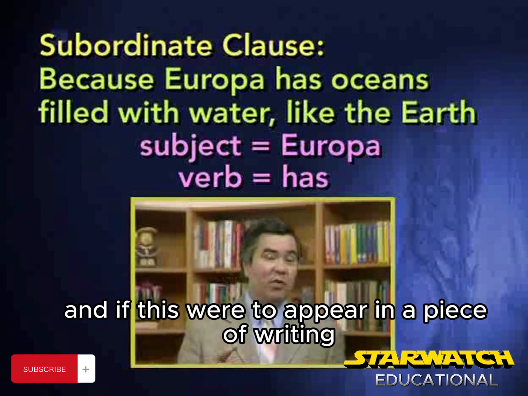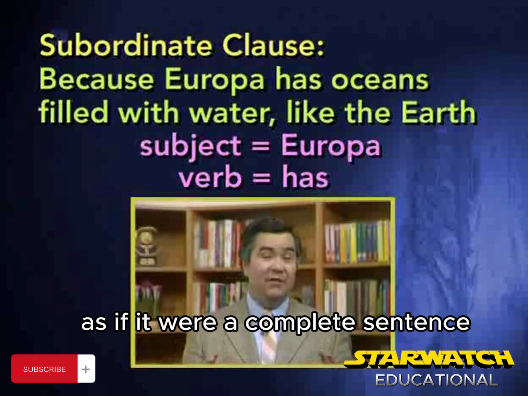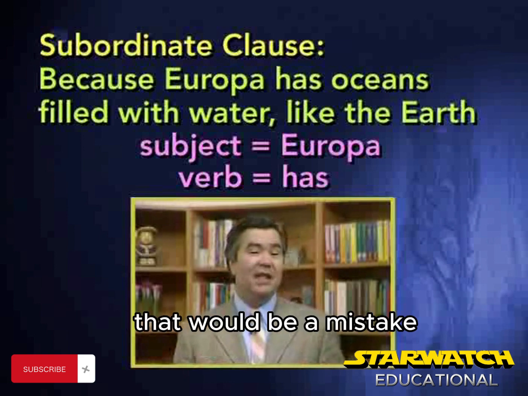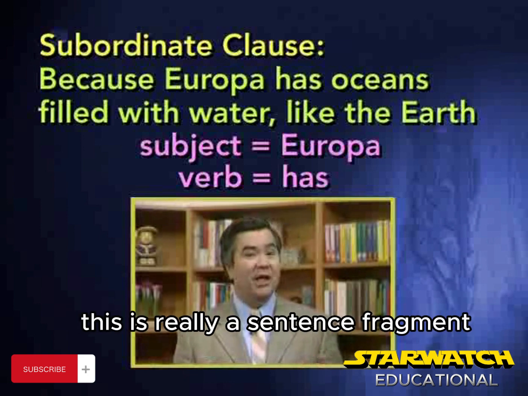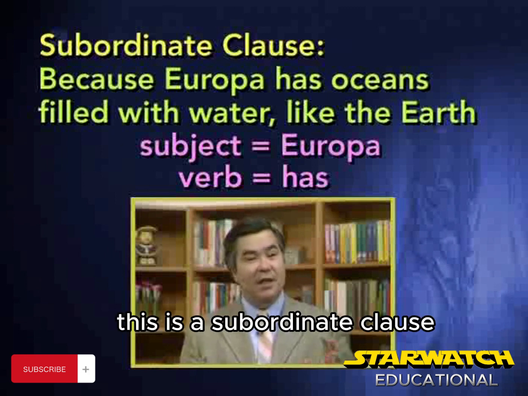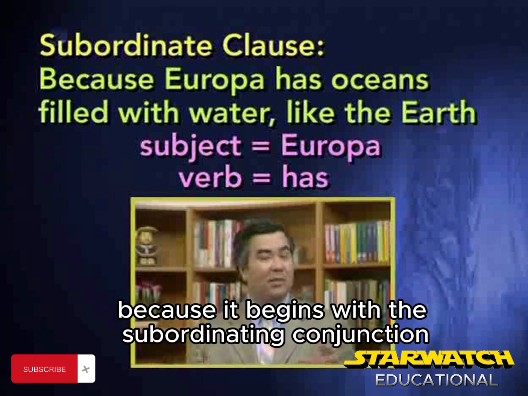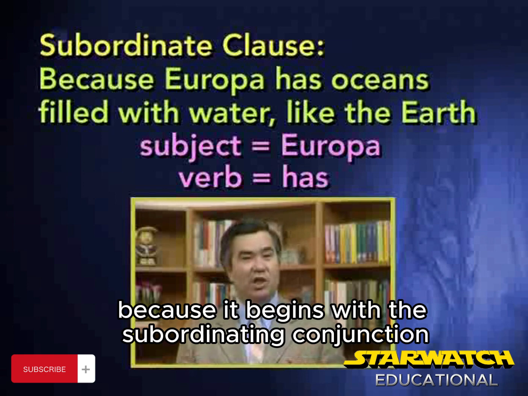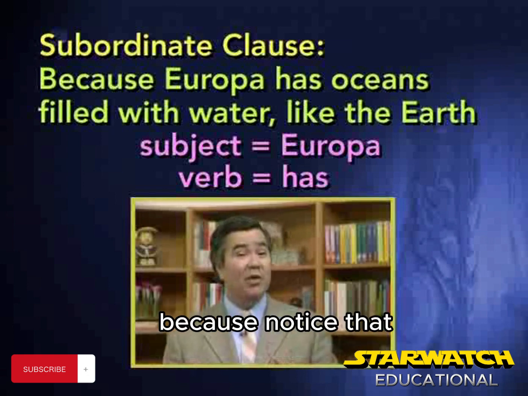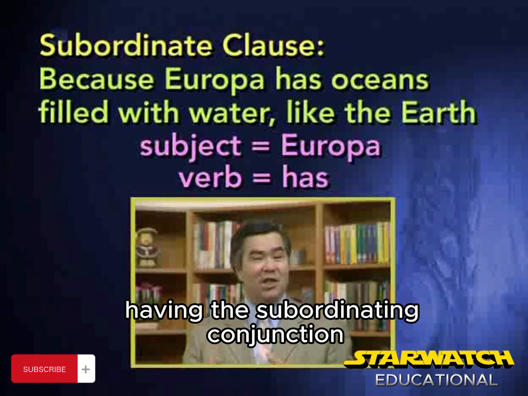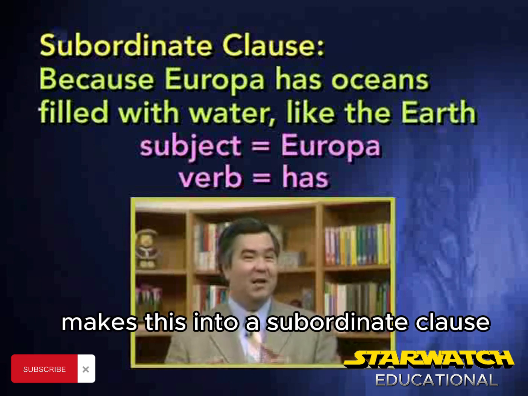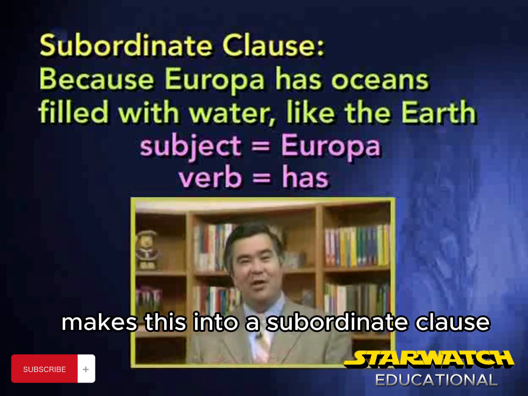And if this were to appear in a piece of writing as if it were a complete sentence, that would be a mistake. This is really a sentence fragment. This is a subordinate clause because it begins with the subordinating conjunction because. Notice that having the subordinating conjunction because there makes this into a subordinate clause.